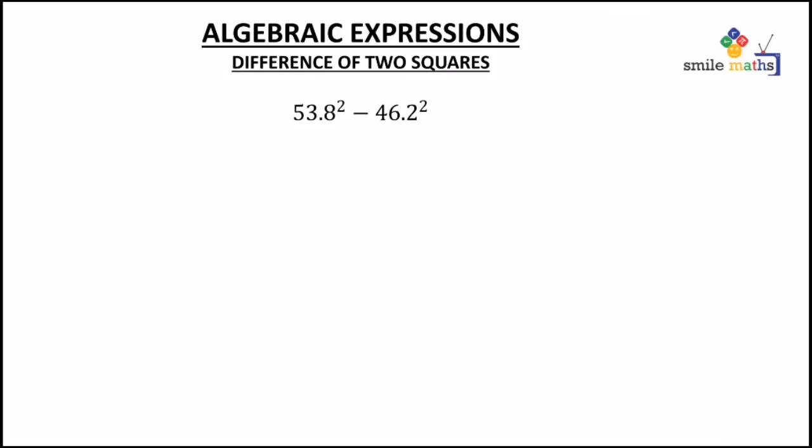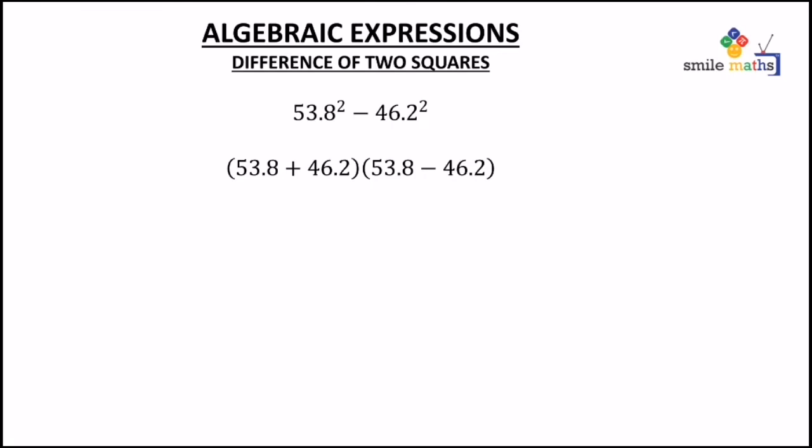The last part over here, we can also use difference of two squares to simplify this without even touching a calculator. Why? Because they are two square numbers and they are being subtracted. So for expansion, we know that they are going to add and subtract, and we find the product of that. So 53.8 plus 46.2, then we have multiplied by 53.8 minus 46.2.